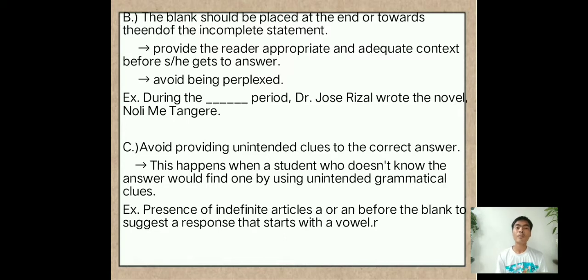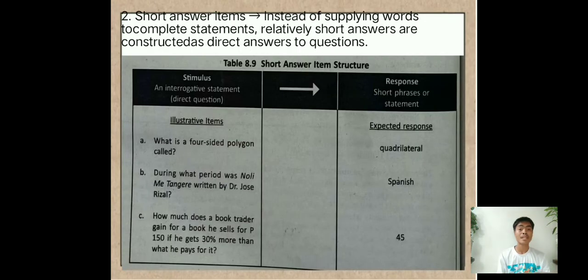And letter C, avoid providing unintended clues to the correct answer. This happens when a student who doesn't know the answer finds one by using unintended grammatical clues. For example, the presence of the indefinite article a or an before the blank suggests a response that starts with a vowel. So we have to avoid using those unintended clues, especially while preparing, selecting, or constructing items and tasks if we are going to evaluate the students' assessment.